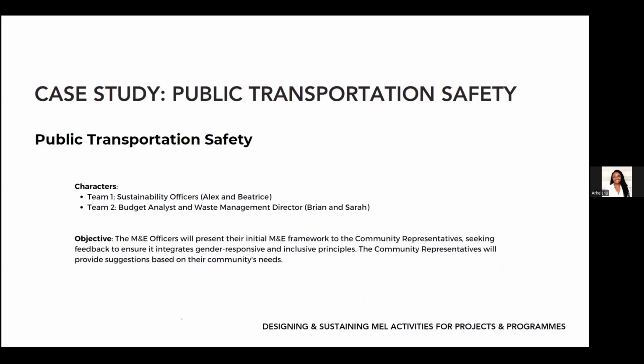So we have the characters there, and then the objective is that they'll present their framework to the community reps, seek feedback to ensure it integrates gender responsiveness and inclusive principles, and the community rep will provide suggestions based on their community needs.